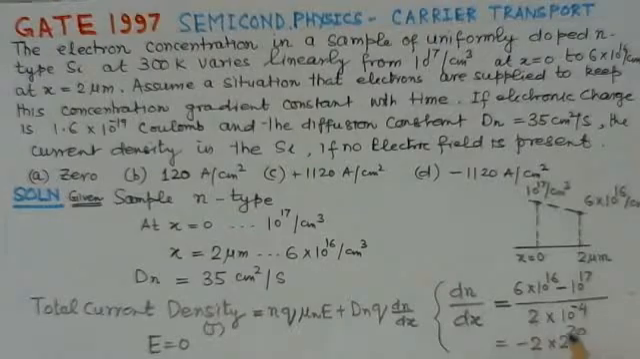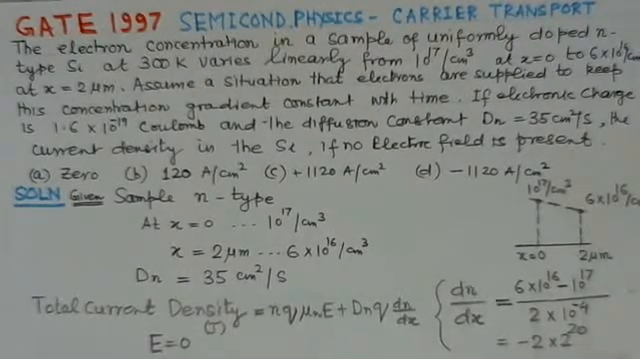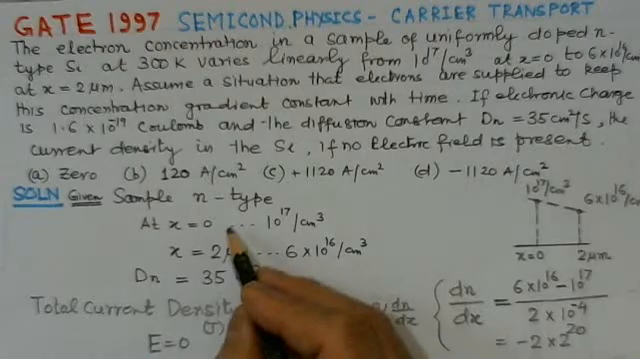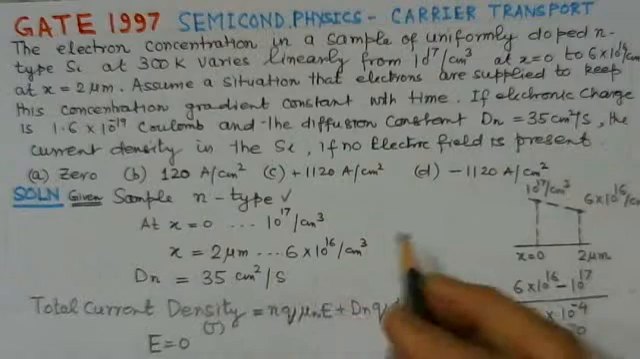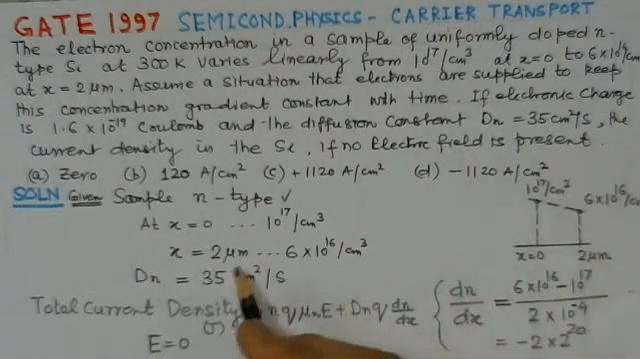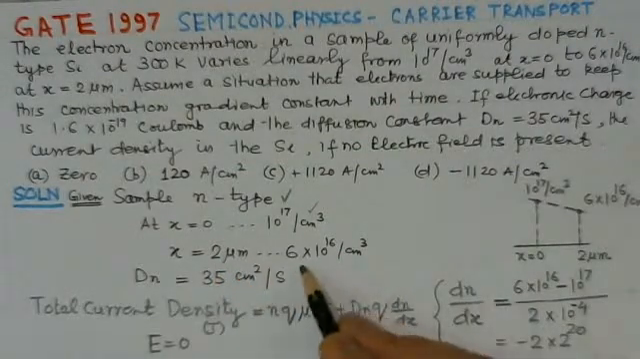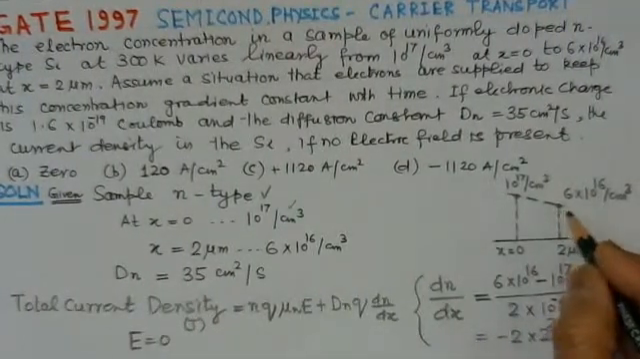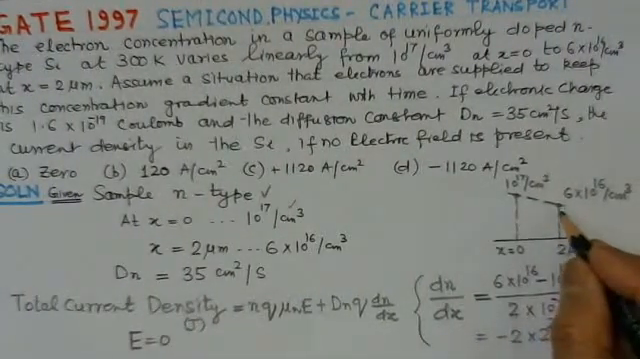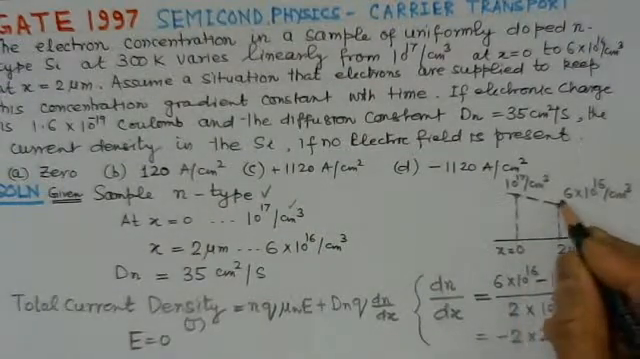Assuming that there is no electric field present, that means there will be only diffusion. The drift would not take place. Okay, so what is given? An n-type sample is given. We know the values of concentrations at 2 points. At x equals 0 it is 10 to the 17, and at x equals 2 micrometer it is 6 into 10 to the 16. I have given these concentrations to get an idea of the concentration gradient. So this is x equals 0, this is 2 micrometer, and the concentrations are given here.